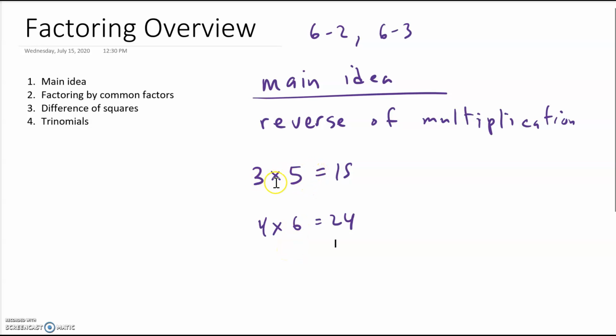the teacher would give you the problem in reverse. The teacher would say, okay, now what are factors of 15? So they give you the answer to a multiplication question, and you have to figure out, well, what's the question? So you can say 15 factors into 3 times 5, or 24 factors into 4 times 6. All right, so we'll be doing the exact same thing, but in algebra.